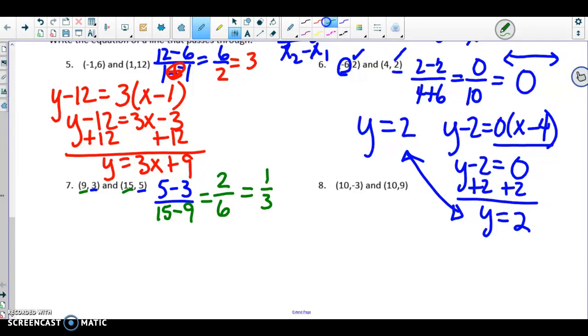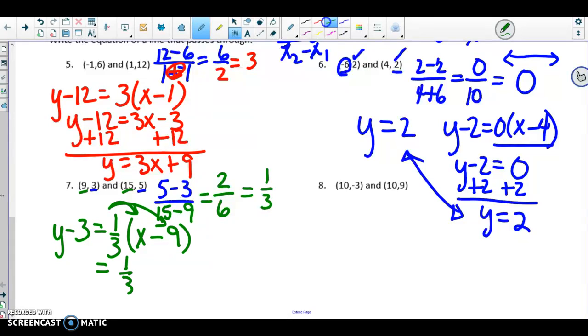Once we do that, we are ready to choose a point. It doesn't matter which point we choose. I guess I'll choose the first one. So I'm going to do y minus 3, because it's y minus y1, equals 1/3, because it's slope, and x minus 9. So I need to distribute. When I distribute a third, basically I'm dividing by 3. Well, a third of x is just a third x. But 9 divided by 3 is going to be 3, and it's a negative and a positive, so negative 3.